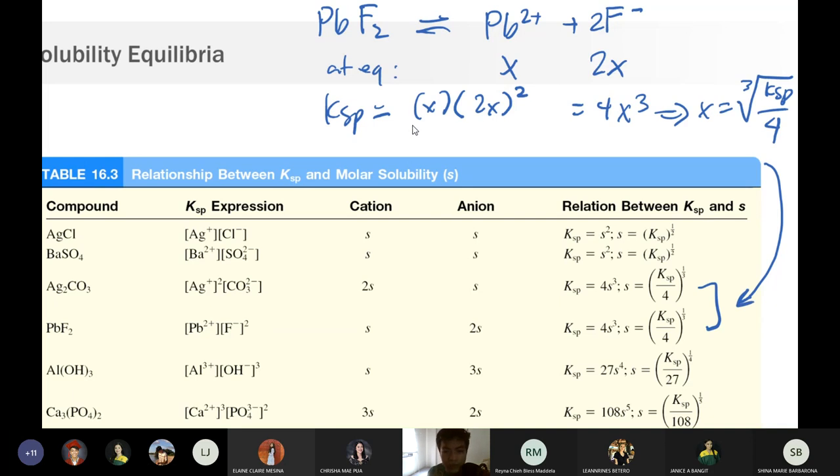So as long as you know kung ano yung format ng iyong ions, pwede mo na lang itong isaulo. Kapag 1 to 1, molar solubility is the square root of Ksp. Kapag 1 to 2, molar solubility is the cube root of Ksp over 4. Okay?